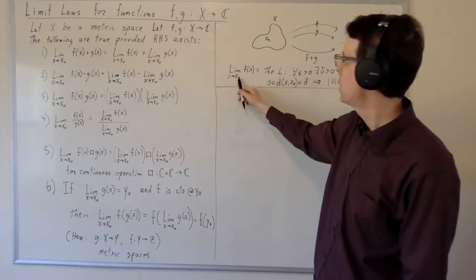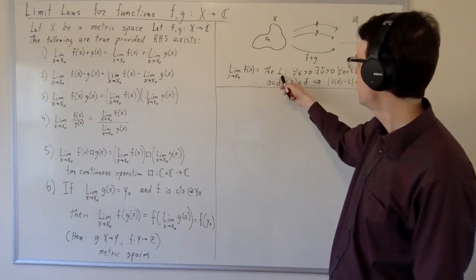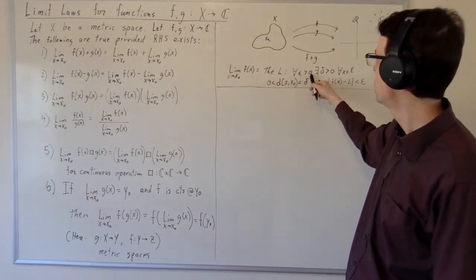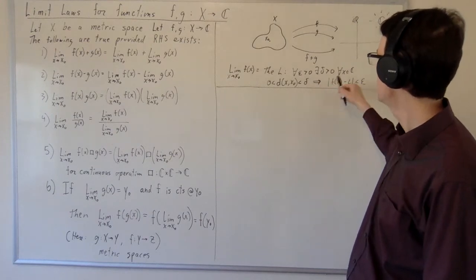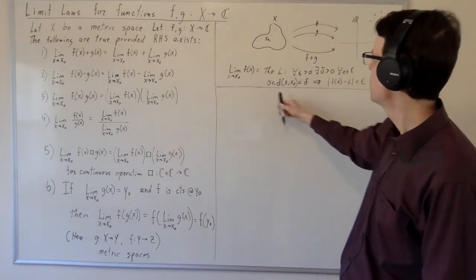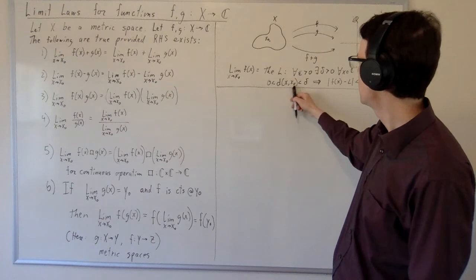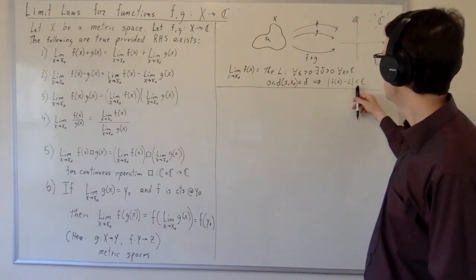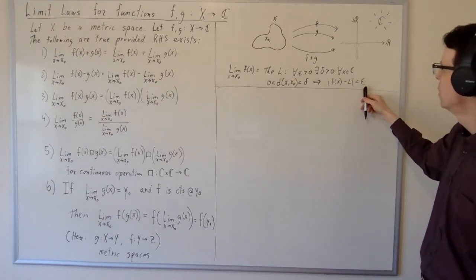The limit as x goes to x naught of f of x is the certain value L, such that for every epsilon greater than 0, there exists a delta greater than 0, such that for all x in the complex numbers, if the distance between x and x naught is less than delta, then the distance between f of x and L will be less than epsilon.